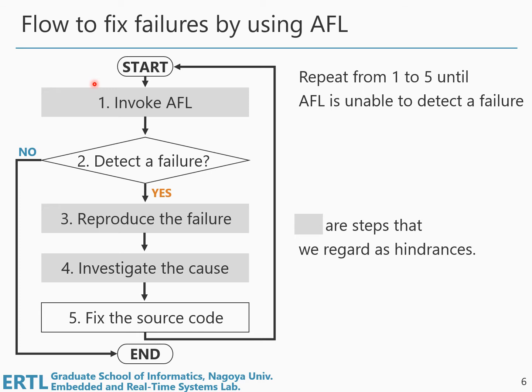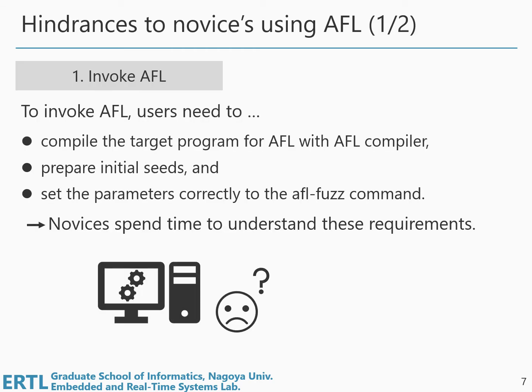However, we believe that there are some hindrances in this flow. Gray rectangles are steps we regard as hindrances. Firstly, I talk about the step invoke AFL. To invoke AFL, users need to compile the target program for AFL with the AFL compiler, prepare seeds, and set the parameters correctly to the afl-fuzz command. We believe that it's so difficult for novices to understand these requirements. As a result, they spend much time.